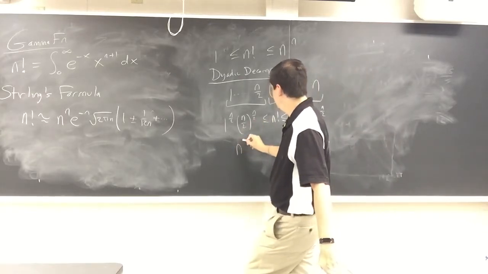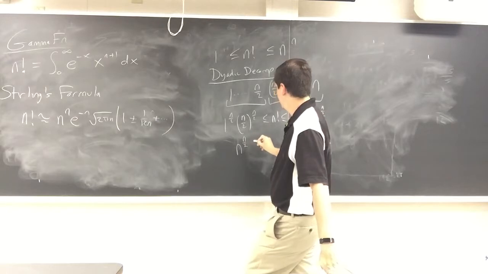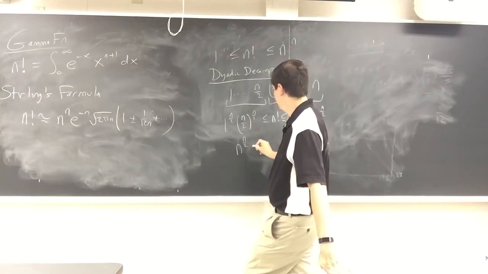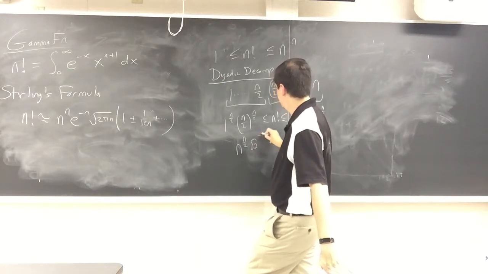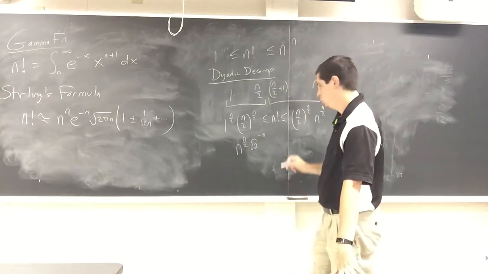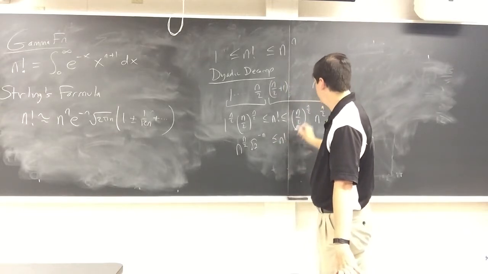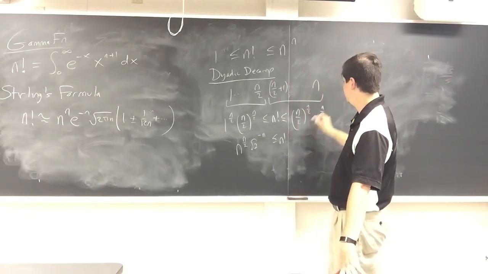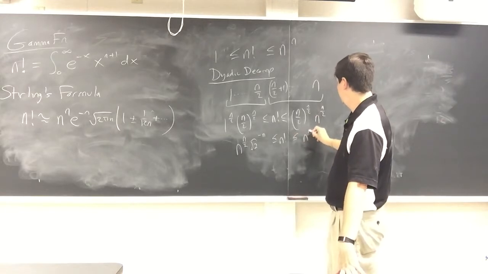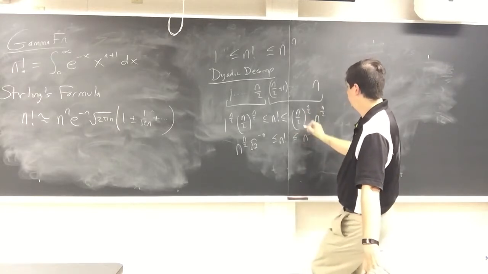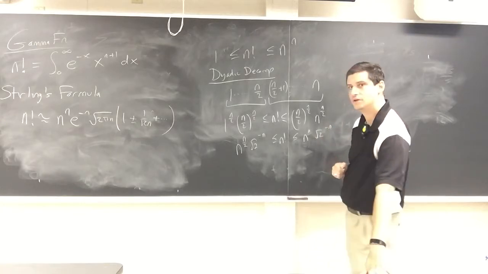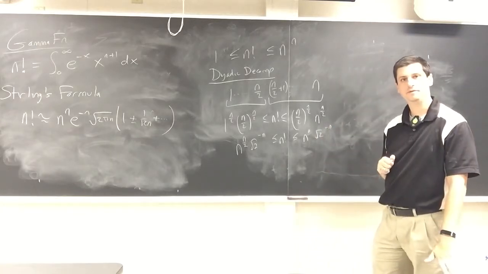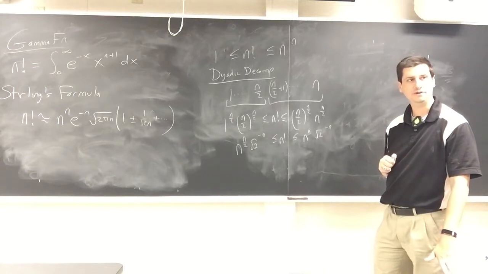We get n to the n halves, and then we get 1 over the square root of 2. So we'll get square root of 2 to the negative n, which will be less than or equal to n factorial. And the upper one, n to the n halves times n to the n halves, is n to the n. And then I'll have square root of 2, I think, to the negative n. So that's not so bad. What could we do to do better?